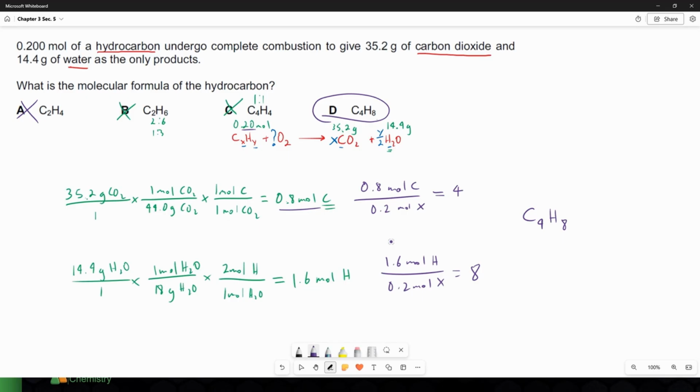Again, how do we know that? We're doing a ratio with the compound. This is not an empirical formula, because this is the actual number of moles of the compound. This is molecular, divided by the number of moles that are actually in that compound of the carbon. So 0.8 of the carbon divided by 0.2 of the compound gives us a 4, which is the coefficient. And then we do the same for the hydrogen to get the 8 coefficient.